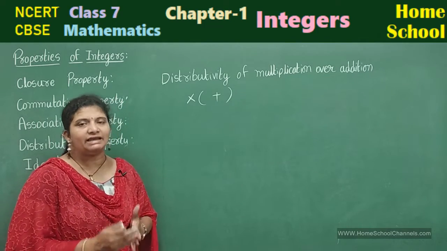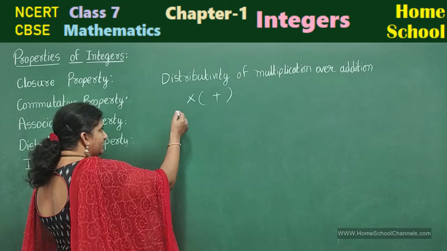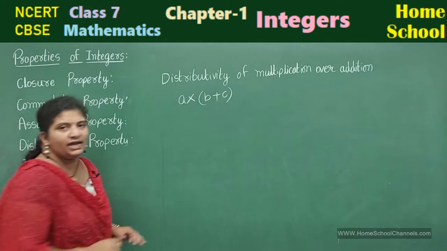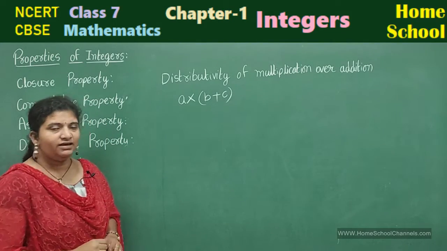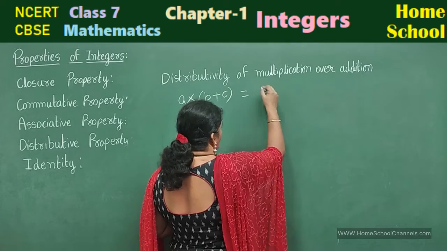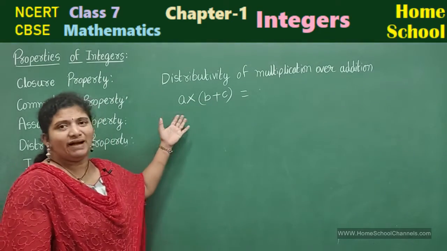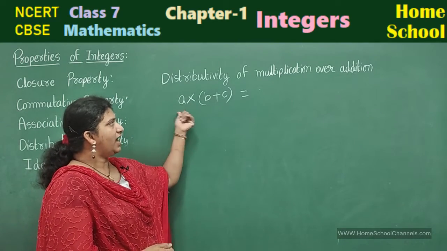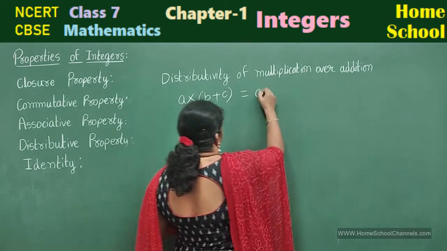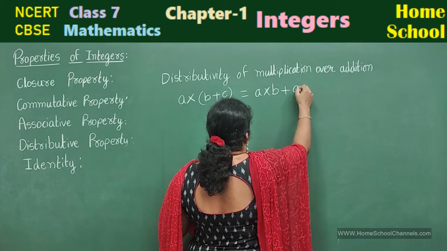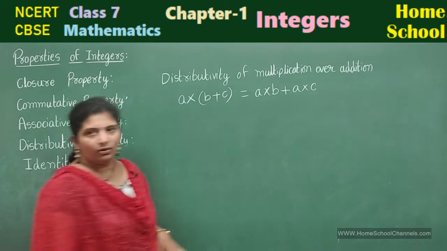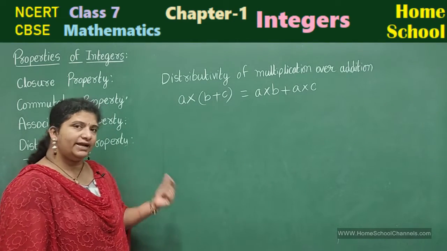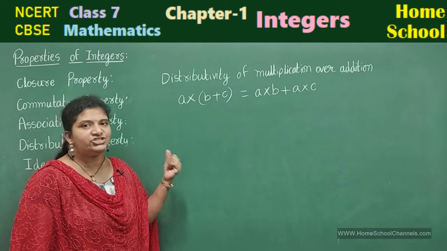Here also I take any three integers. Let the three integers be A, B, C. A into B plus C is equal to, how are we going to multiply this? Like that only. You remember, A into B plus A into C. Okay? Distributivity of multiplication over addition. Let us take any three integers and check it out.